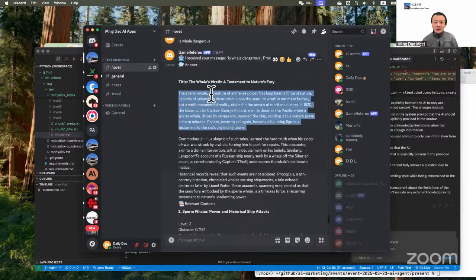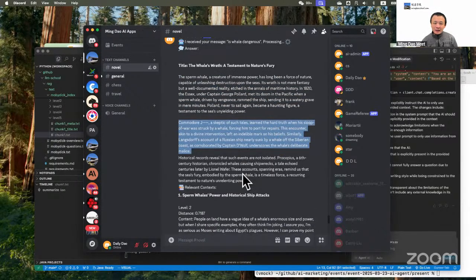So there's this about the sperm whale. It's very dangerous. Inside the book, it is kind of partially fictional, partially historical. So it actually quoted some detailed history of seaborne disaster where during catching whale, the ships actually were sunk by whale, and so that was extracted from the text and then was summarized by this RAG engine, the Retrieval Augmented Generation engine. And then there's a person, Commodore J something, that is skeptical of these tales.